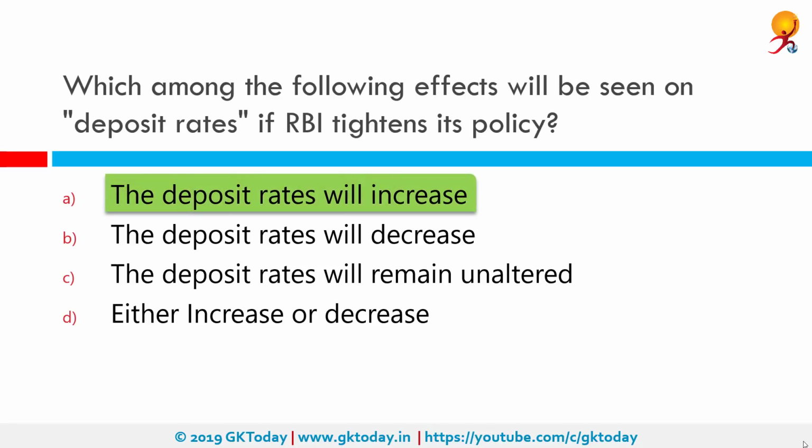Which among the following effects will be seen in deposit rates if RBI tightens its policy? The deposit rate will increase. So as it happens, deposit rates are the rates that banks pay their customers in order to encourage them to keep deposits. These rates are usually a little less than the interest charged on loans so that banks can make profit. Similarly, RBI does the same.